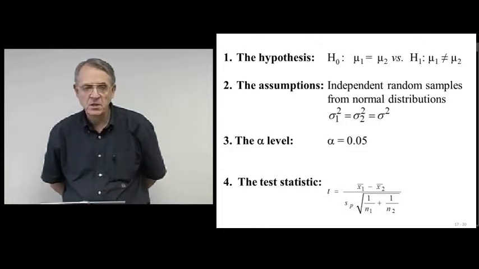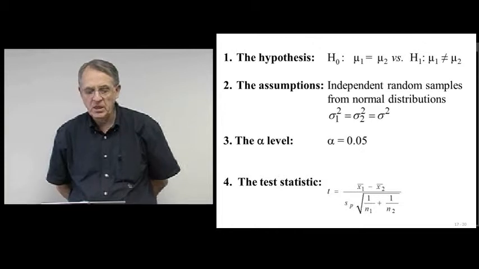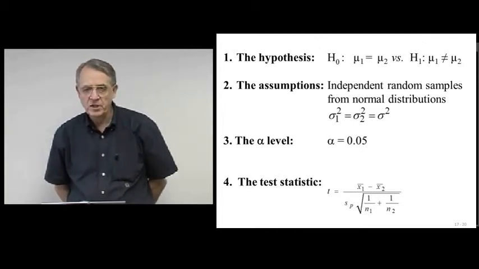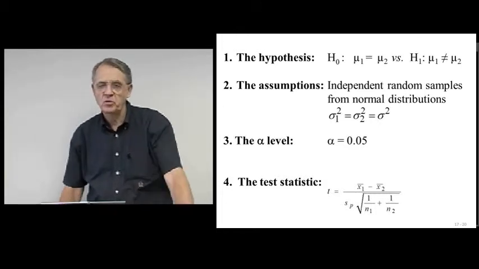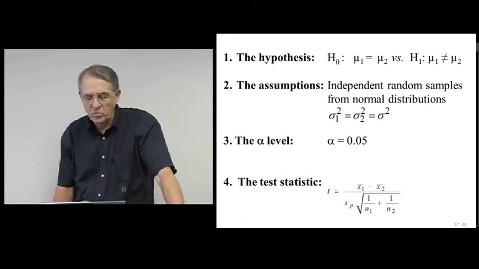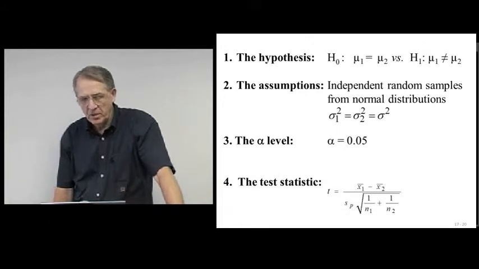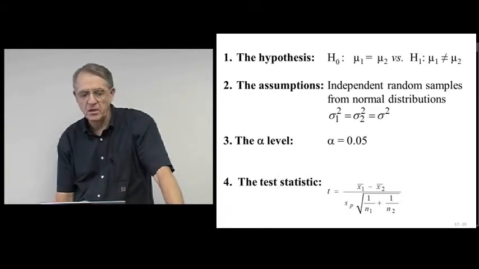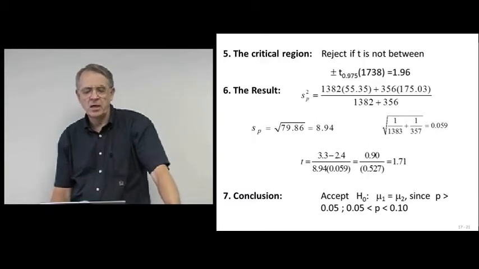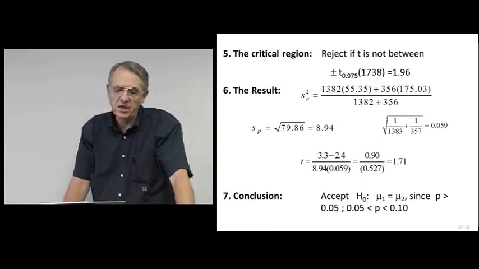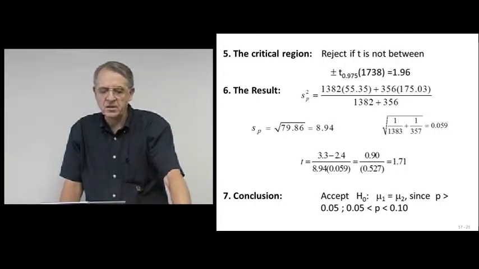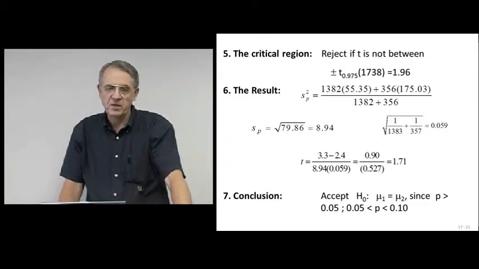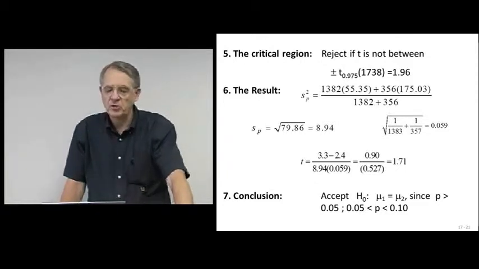And we're going to use the test statistic that we've been using in this module, namely that t is equal to x1 bar minus x2 bar over the standard error of that difference. And that standard error is s sub p times the square root of 1 over n1 plus 1 over n2. You'll start that calculation with the formula that's shown on the right there, and we can finish that in the next slide. Now we're going to reject the null hypothesis if t is not between plus and minus t sub 0.975 with 1,738 degrees of freedom, and that is so close to 1.96 that that's what we'll use. Basically, that's large enough to make this sampling distribution essentially a normal distribution.